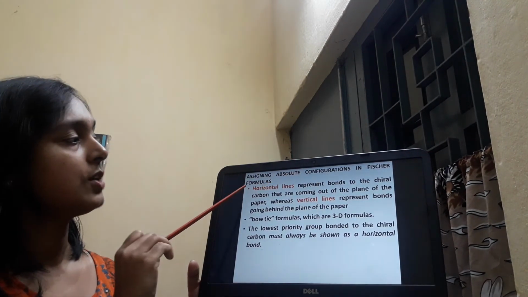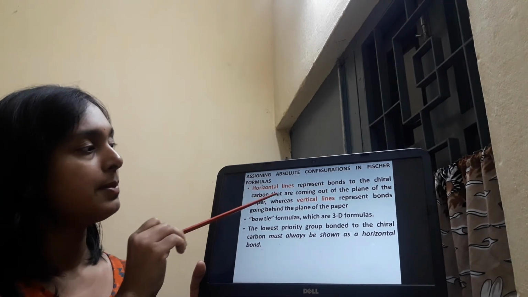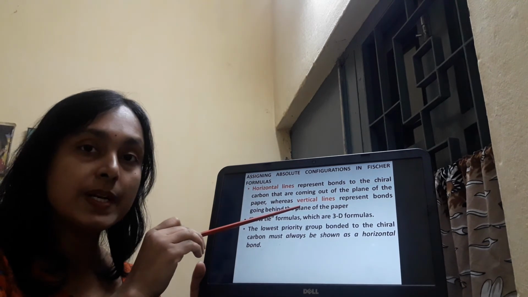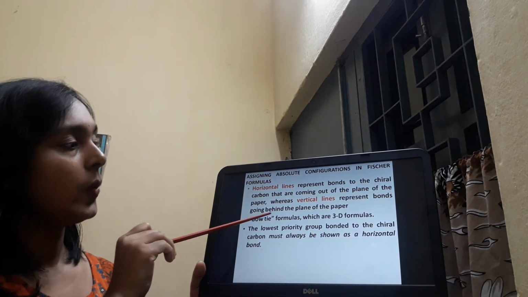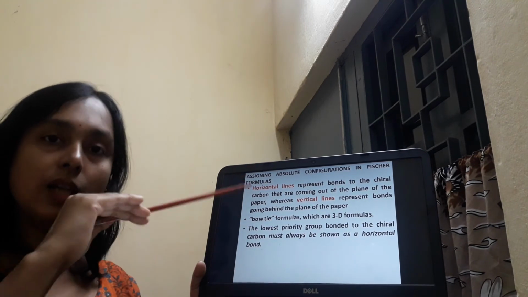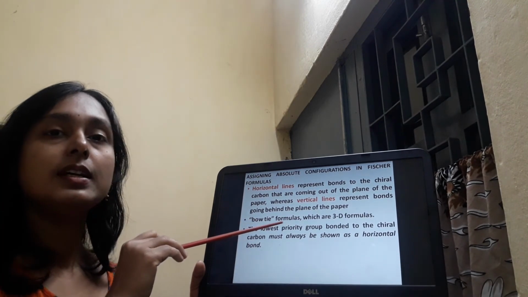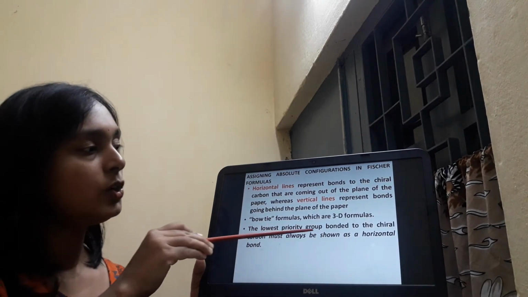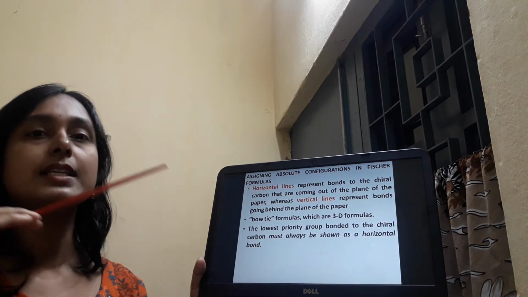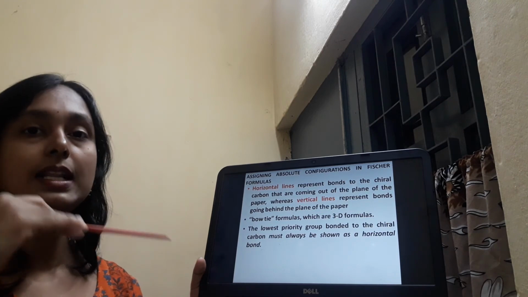Assigning absolute configuration: Fischer formulas. Horizontal lines represent bonds to the chiral carbon that are coming out of the plane of the paper, whereas vertical lines represent the bonds going behind the plane of the paper. So vertical lines are behind the plane and the horizontal lines are out of the plane of the paper. Bow tie formulas, which are 3D formulas. The lowest priority group bonded to the chiral carbon must always be shown as a horizontal bond. So the lowest priority group should be on the horizontal line.